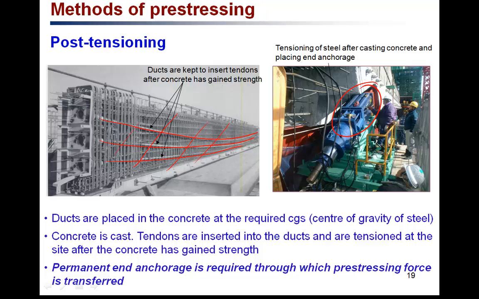So for the post-tensioning members, we need permanent anchors at the end to hold the prestressing wires and also to transfer the force onto the concrete from the wire. So again, the main difference between pretensioning and post-tensioning is that for pretensioning, we tension the wire first and then cast the concrete on the tensioned wire and then cut the ends. And in the post-tensioning method, we first cast the concrete and insert the steel inside the ducts that are already there, and then we tension the steel after the concrete gains its proper strength.